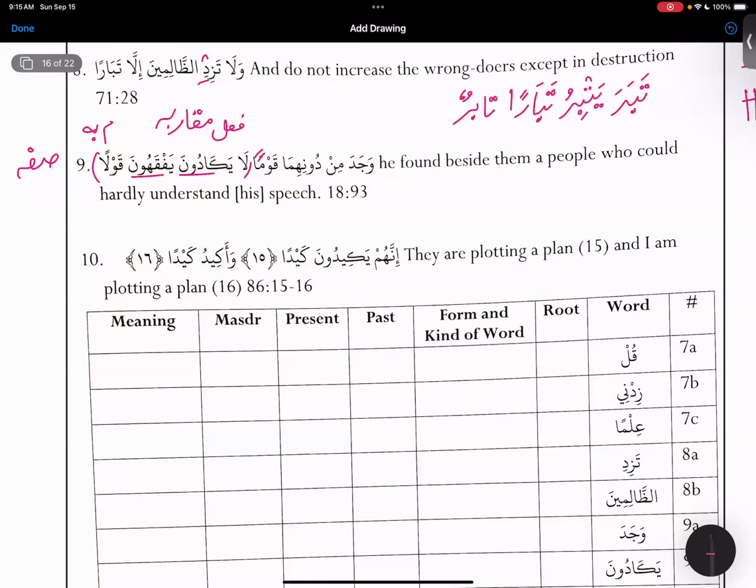So they could hardly understand his speech. Okay, so it's saying that his speech, the speech of Hazrat Khizr alayhi salam. Zulkarnain. Oh, sorry. I always mess up with Zulkarnain. Yeah. So Zulkarnain. So they were not able to understand anything, right? So they wanted to make a request to Hazrat Zulkarnain alayhi salam, but both of them were not able to understand each other. So la yakaduna, it was hard, yafqahuna, that they understood qawlan, his speech, it means his words, his speech.